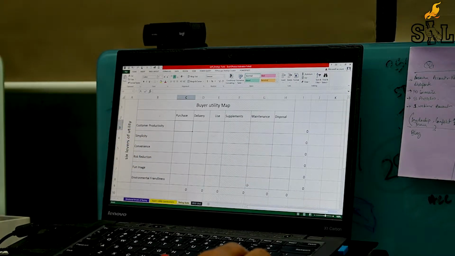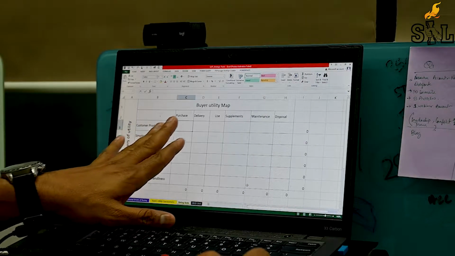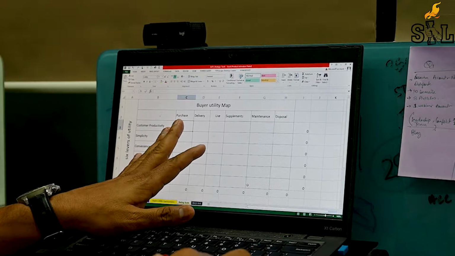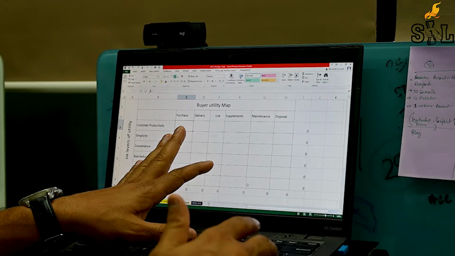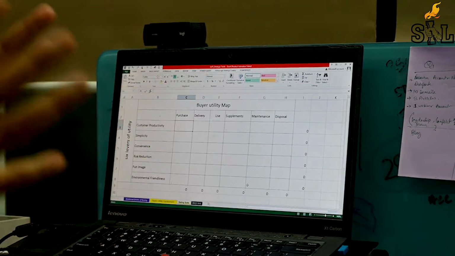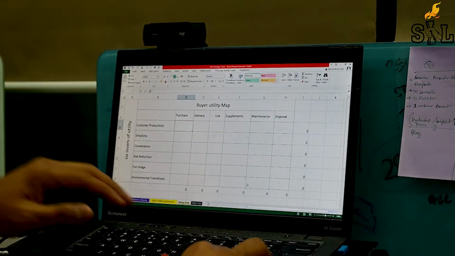According to me, I'm assuming this. According to me, on customer productivity versus purchase, I'm able to deliver meaningful products for customers. So I'm rating myself as 7.